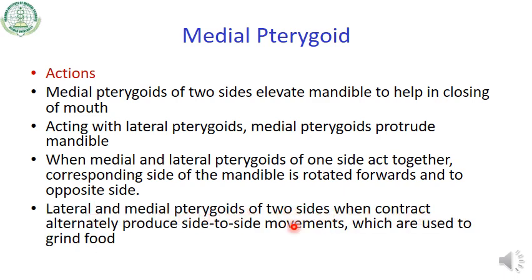Of two sides, when they contract alternately, they produce side to side movements which are used to grind the food. So while chewing, specifically when grinding the food, the lateral and medial pterygoids of two sides contract alternately, producing side to side movement. So the medial pterygoid is helping in elevation, and also in the protrusion of the mandible and side to side movement.